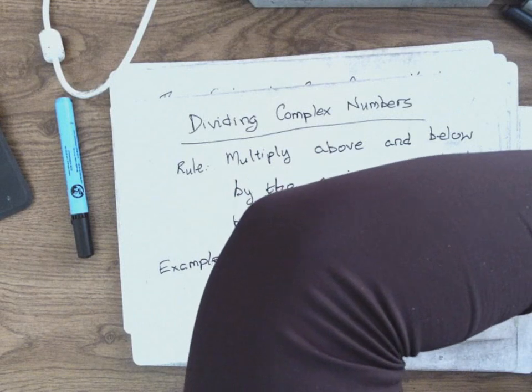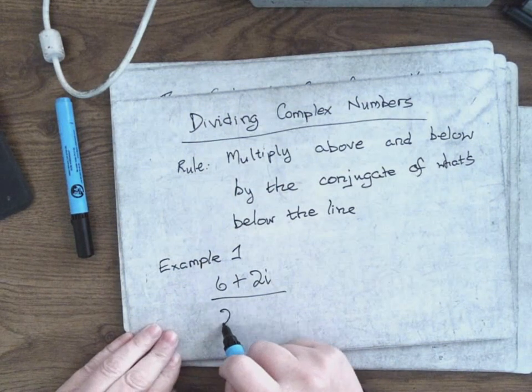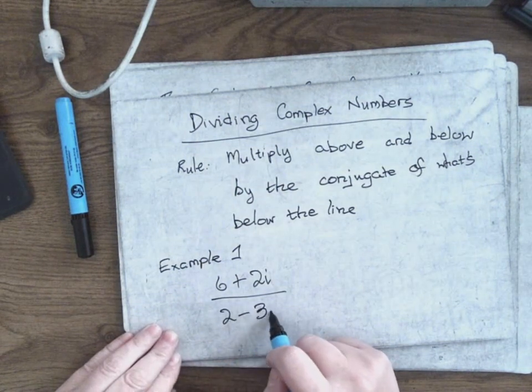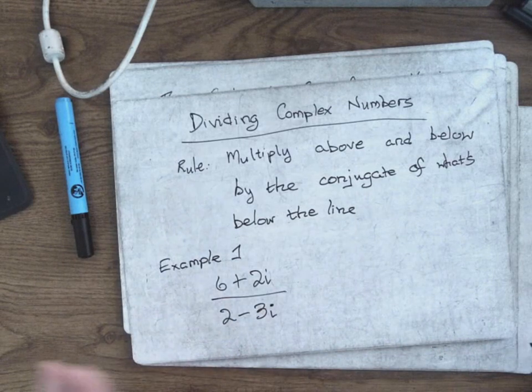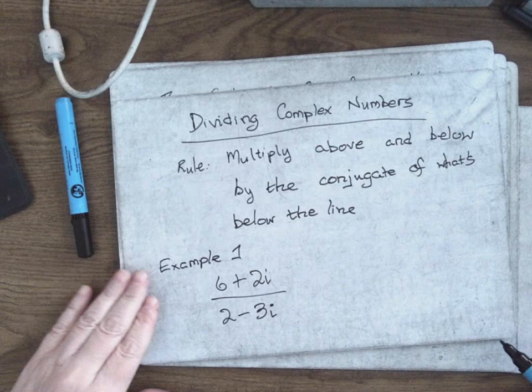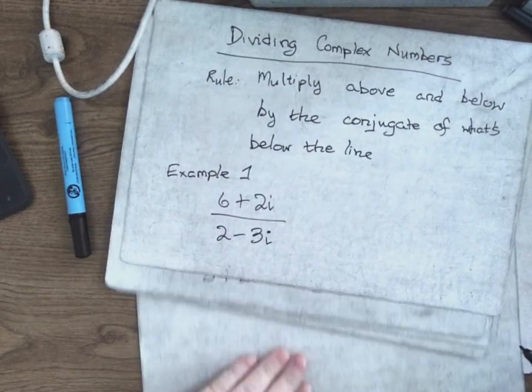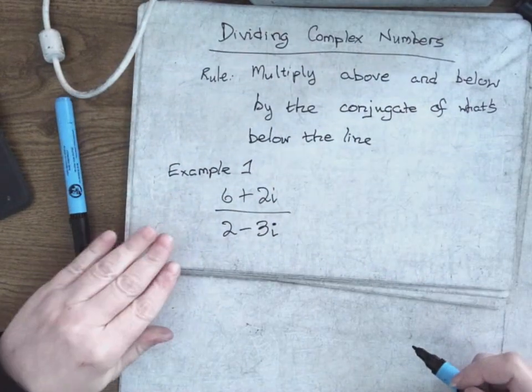6 plus 2i divided by 2 minus 3i. Okay. So when you've this much written down, I want you to put the pens down. I want you to listen to me, and I'll give you a chance to write it down then. Okay? It's better to listen.